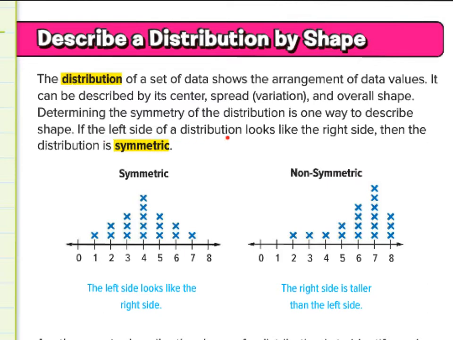If the left side of the distribution looks like the right side, then the distribution is symmetric. As you can see here, the left side looks the same as the right side, so we can say it is symmetric or symmetrical. And this one, you can see that it starts to cluster between 6 to 8, and it's weighted more, or it's heavier on the right side. Here they say it's non-symmetric, or you can also say asymmetrical. So the left side looks like the right side, and on here the right side is taller than the left side.